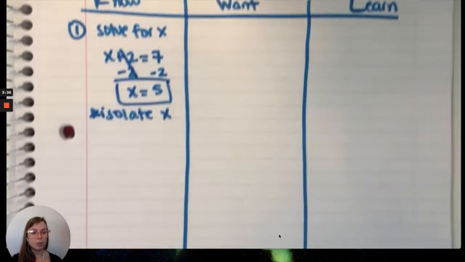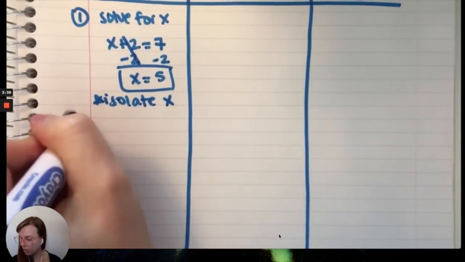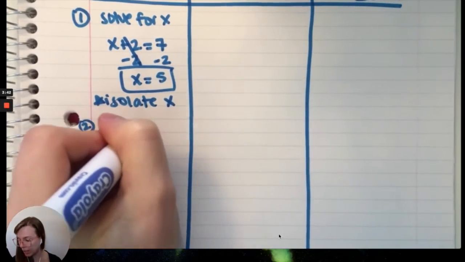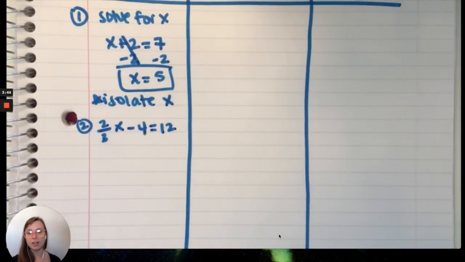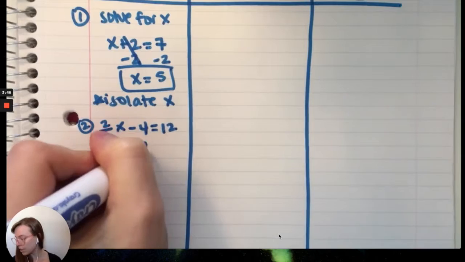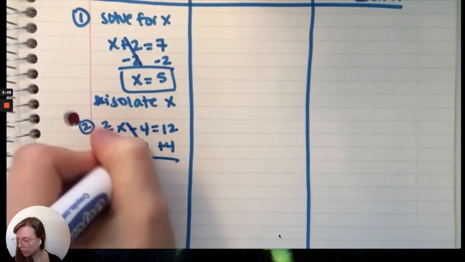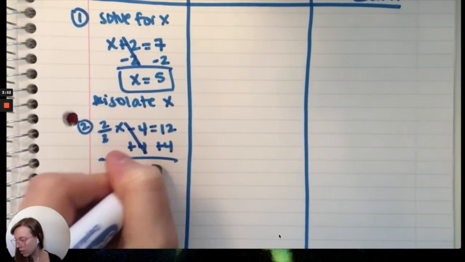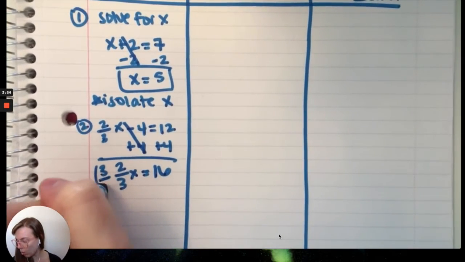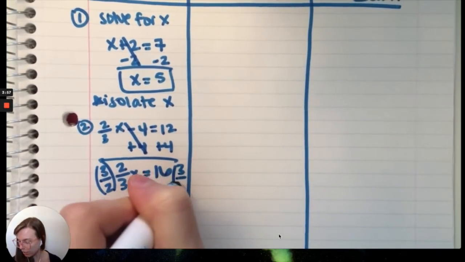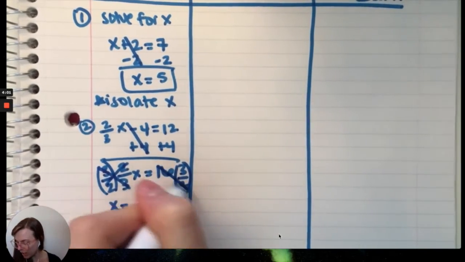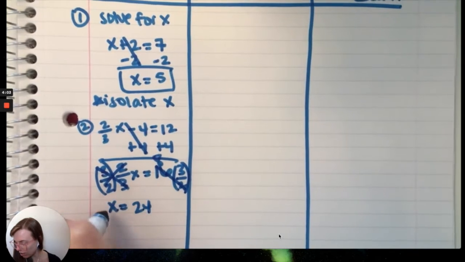And then number 2, beefing it up a little bit. So if we have 2/3 x minus 4 equals 12, pause it, try it on your own. I know to add 4 to make that go to 0 for the additive identity, and then I want to make this go to 1 for the multiplicative identity, and that would be 8, so it's 24.